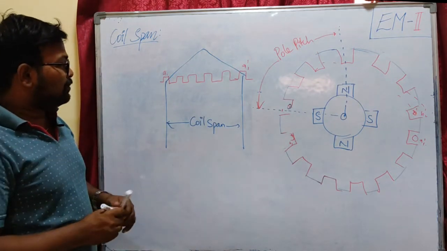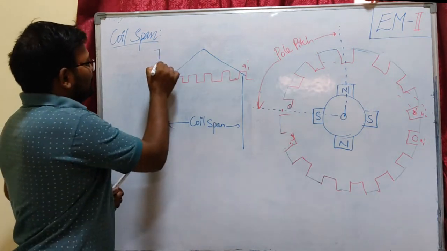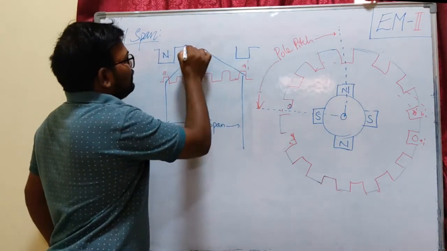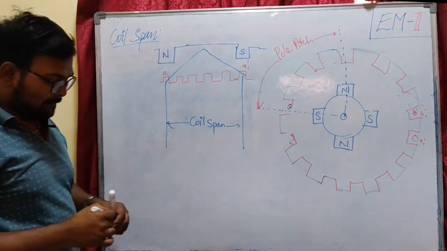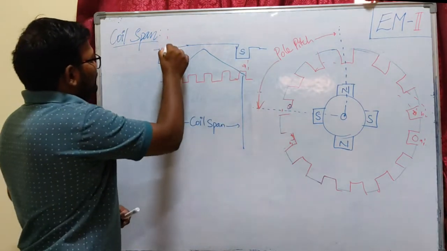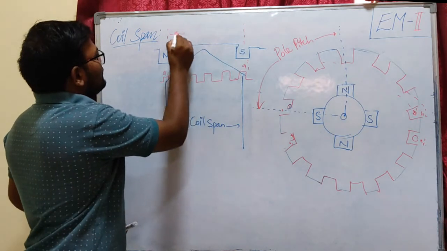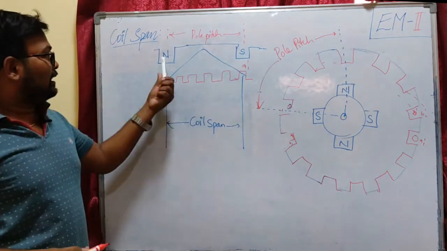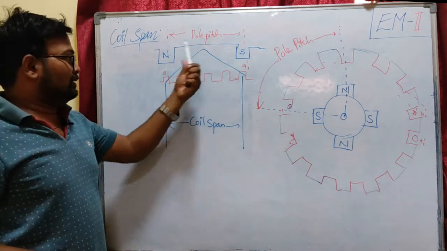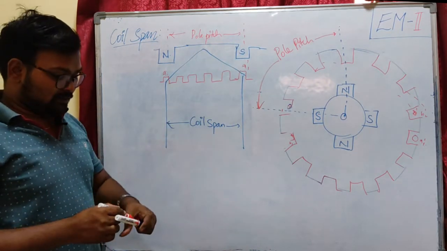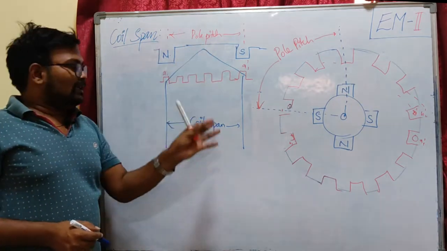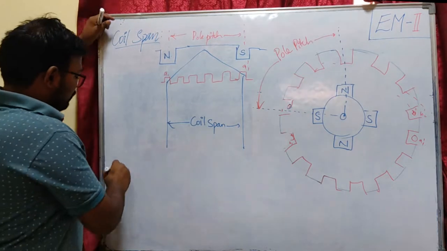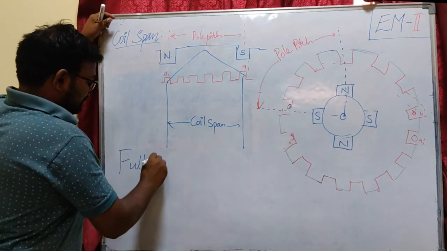Okay, now what is pole pitch? Let me say this is a north pole and this is the adjacent south pole. The angular distance between two adjacent poles is called pole pitch, right? This is coil span. Now I am going to take the relation between these two, and I can make the definitions called full pitch winding and short pitch winding.